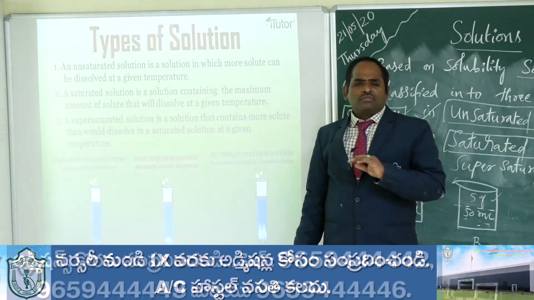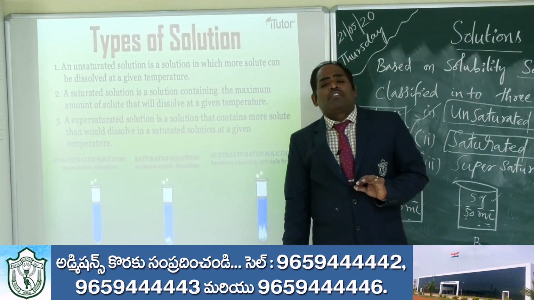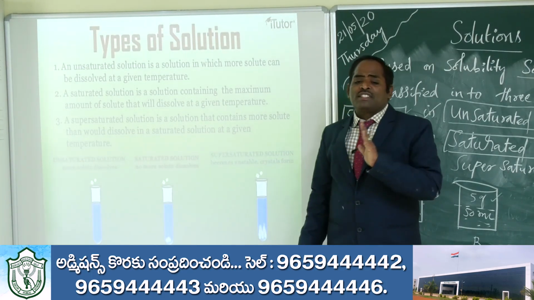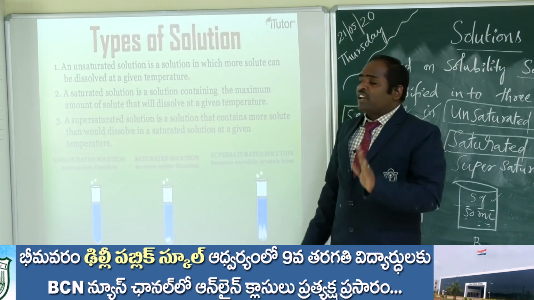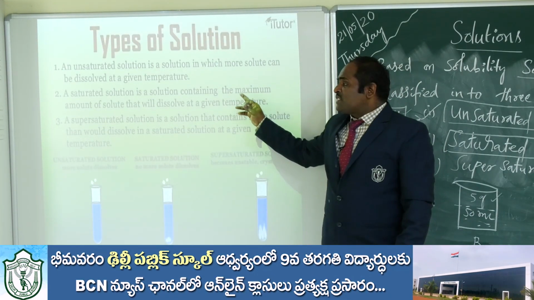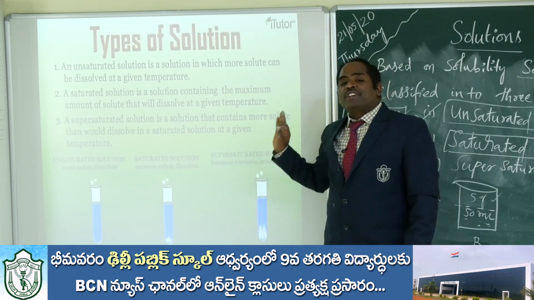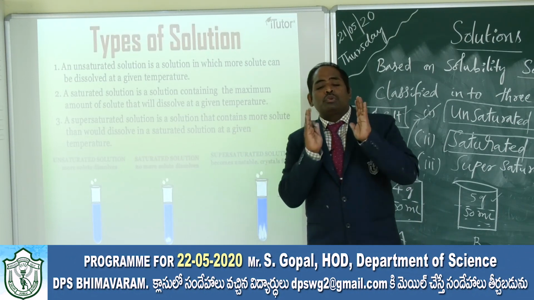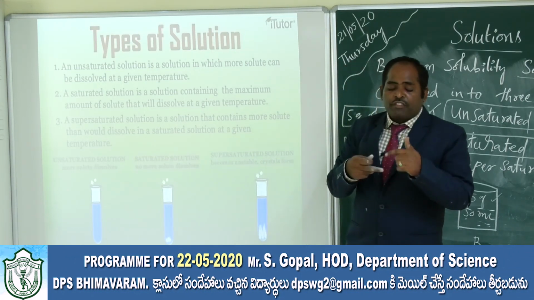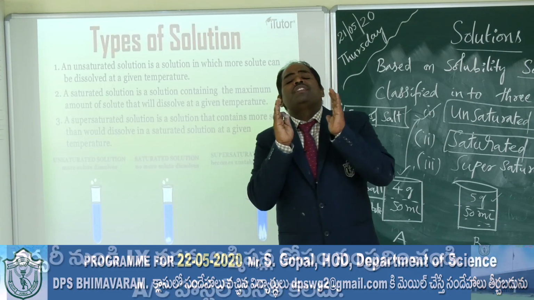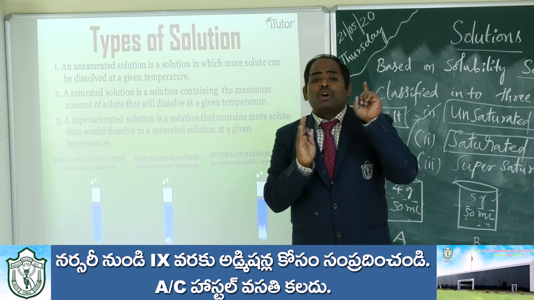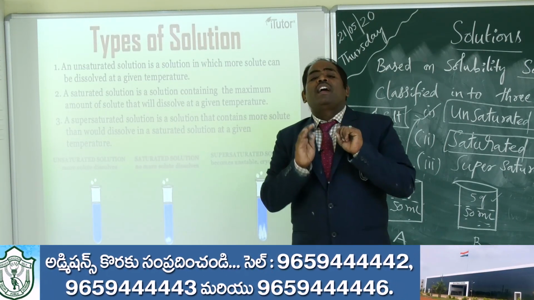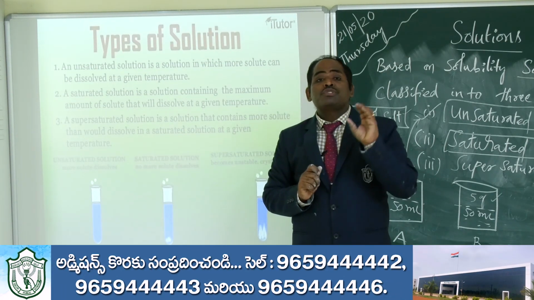Okay. So children, I will once again recap what we have discussed in this class. The important topic in this class is binary solution. Under the binary solution, unsaturated solution, saturated solution and supersaturated solution. These 3 are very important. What is a solution? Once again I am recalling what we have discussed. A solution is a homogeneous mixture of 2 or more components in which the smaller component is called the solute and the larger component is called the solvent.